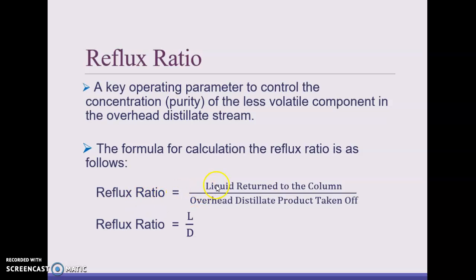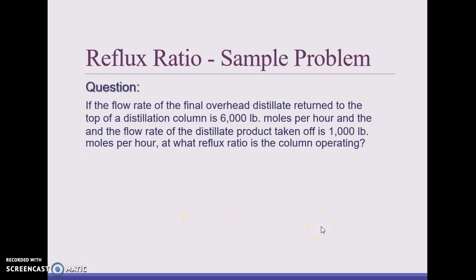The reflux ratio is the liquid returned to the column, usually in gallons per minute, divided by the overhead distillate product taken off, usually in gallons per minute. And they call that an L/D ratio. Okay, so let's do a problem on that.